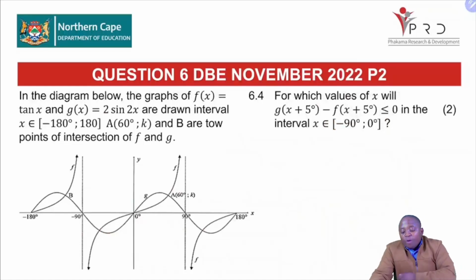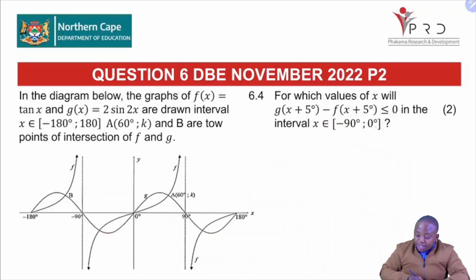6.4. For which values of x will g of x plus 5 minus f of x plus 5 be less than 0 in the interval of negative 90 and 0? So the interval that we are looking at is from negative 90 to 0.